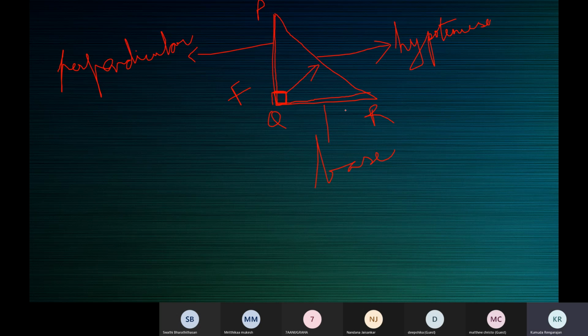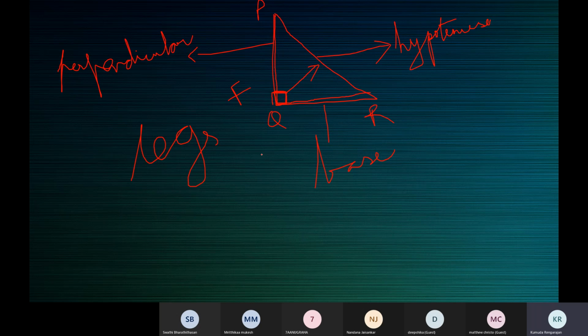Do we understand that, children? The two sides containing the right angle are PQ and QR. Do we understand that? Yes, ma'am. Understood, ma'am. Now, these two sides are also called the legs of a right triangle. So, which are the legs of a right triangle? The two sides containing the right angle are called the legs of a right triangle. And the other one is called the hypotenuse.